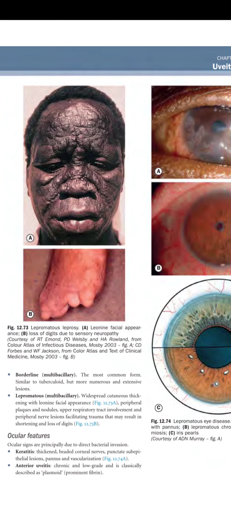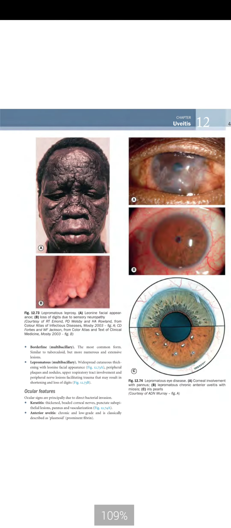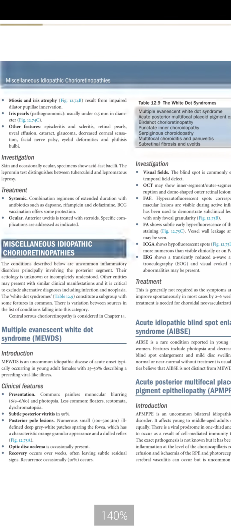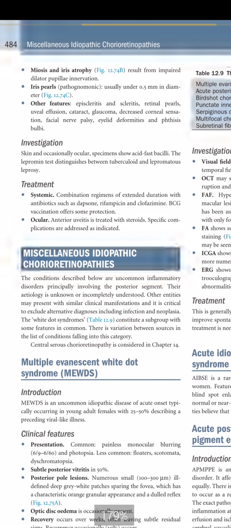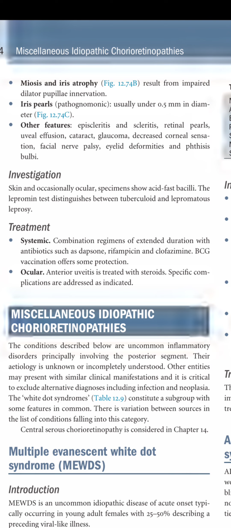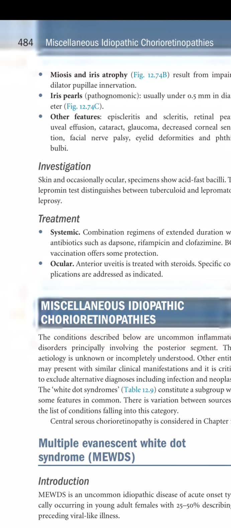Anterior uveitis, chronic and low grade, is classically described as plastic with prominent fibrin. Miosis and iris atrophy result from impaired dilator pupillary innervation. Iris pearls are basically pathognomonic, usually under 0.5 millimeter in diameter. Other features include episcleritis, scleritis, retinal pearls, uveal effusion, cataract, glaucoma, decreased corneal sensation, facial nerve palsy, eyelid deformities, and phthisis bulbi. So these can all be part of leprosy.